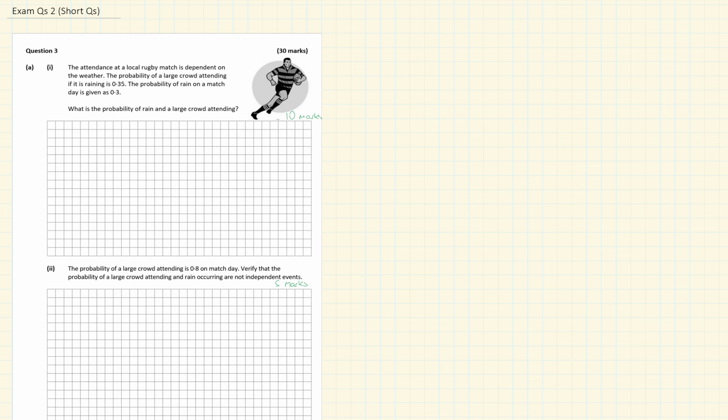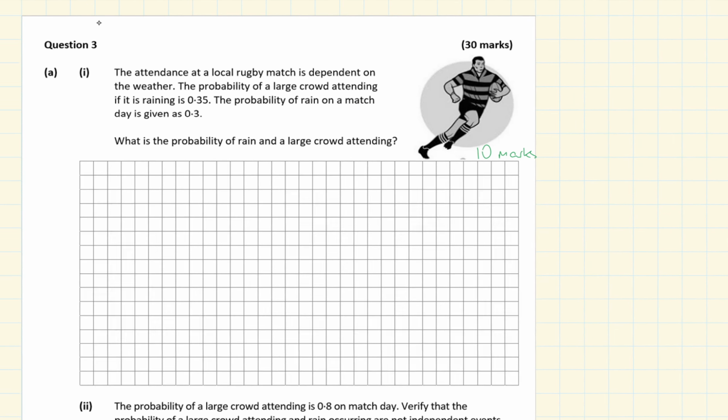Okay, so in this video we're going to have a look at another short question on probability. So it's question 3, section A. We're told here attendance at a local rugby match depends on the weather. So the probability of a large crowd attending if it's raining is 0.35, and then the probability of rain on a match day is 0.3. We have a question here, part 1: what's the probability of rain and a large crowd?